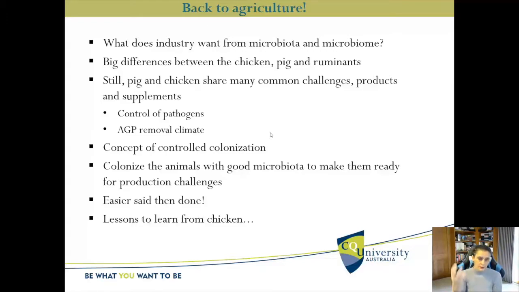interchangeably, because if a certain phytogenic, sort of antibiotic alternative, controls or completely removes, I don't know, Escherichia, for example, it will do the same most likely in different communities, whether they come from pig or chicken. And we also have some major challenges in both industries. Could be control of pathogens, so as to run the shed disease-free, and AGP removal. We have to adapt to not being able to use antibiotics in industry anymore. And that opened a lot of issues.